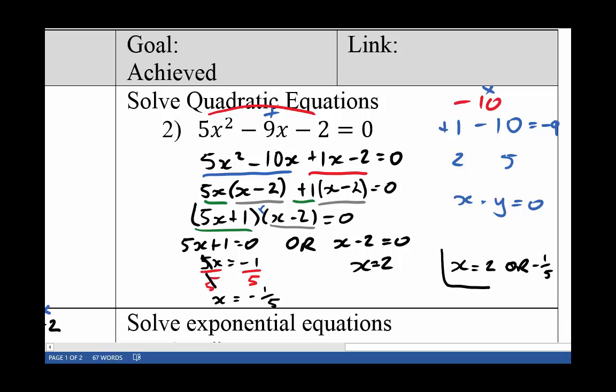And I put a little box around it, to make sure the marker knows exactly what I'm doing. Okay? And that's what you're always going to get with solving quadratic equations, because of this 2 here. You'll always get two answers. So it's factorising all the way to there, and then there's just this little bit extra to solve it. Okay, that's solving quadratic equations.